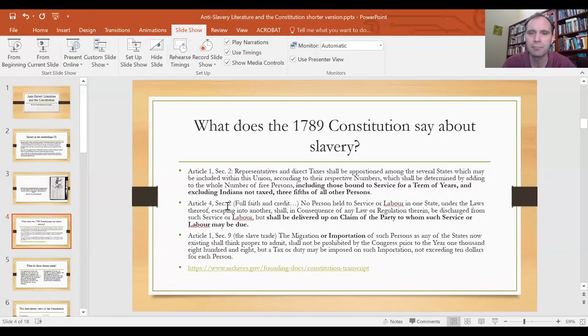And finally, "the migration or importation of such persons as any of the states now existing shall think proper to admit shall not be prohibited by the Congress prior to the year 1808," which effectively means that the transatlantic slave trade, while it can be prohibited after 1808, as indeed it was, cannot be prohibited before. And I just want to point out that you can find the entire transcript of the Constitution at www.archives.gov. So I've included that link in your PowerPoint if you want to look more closely at these clauses.